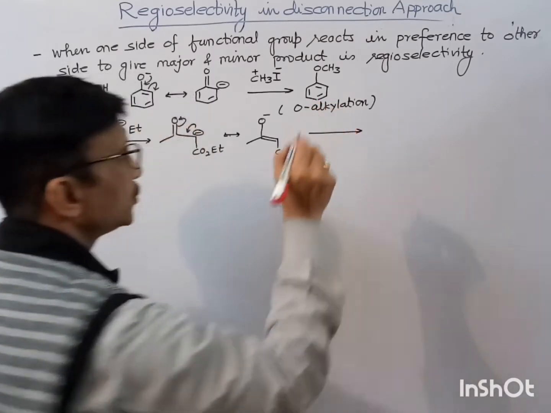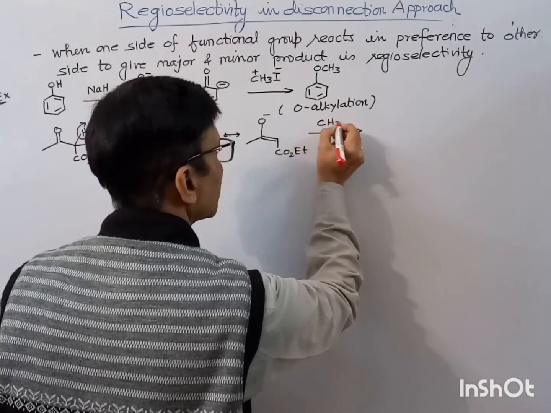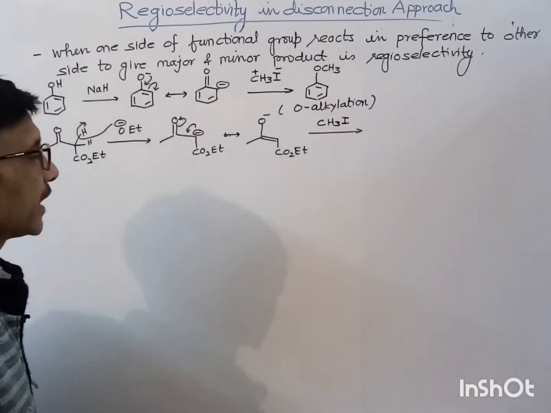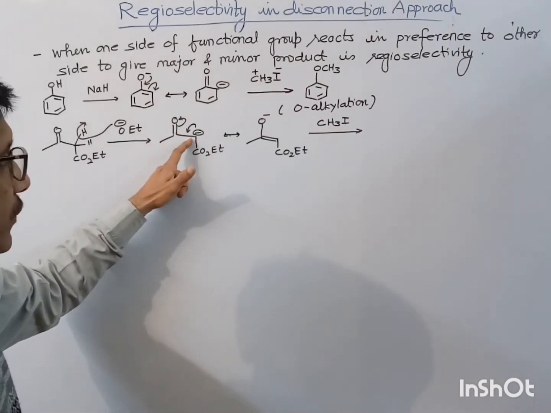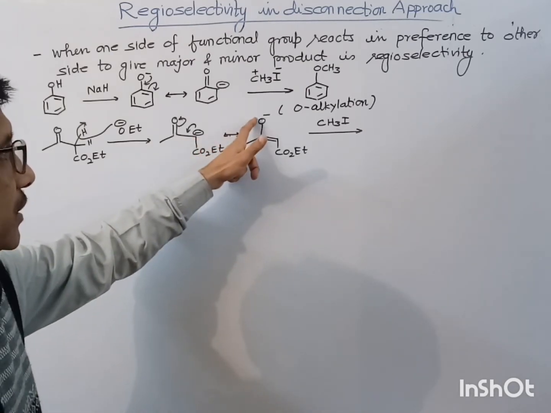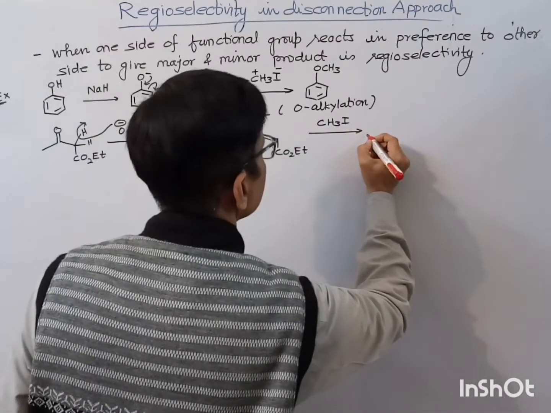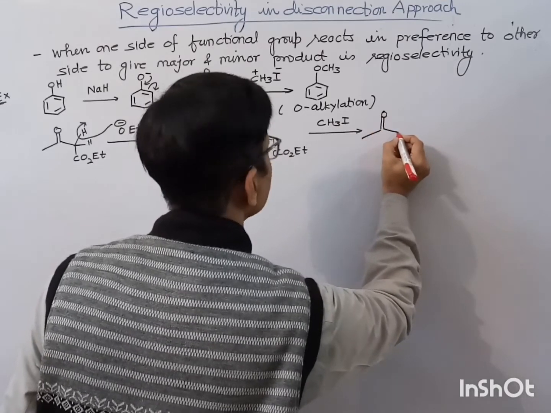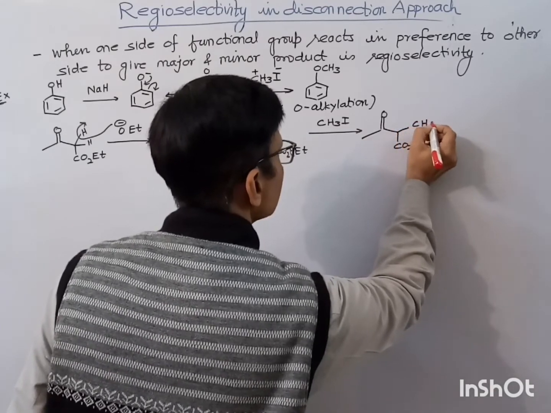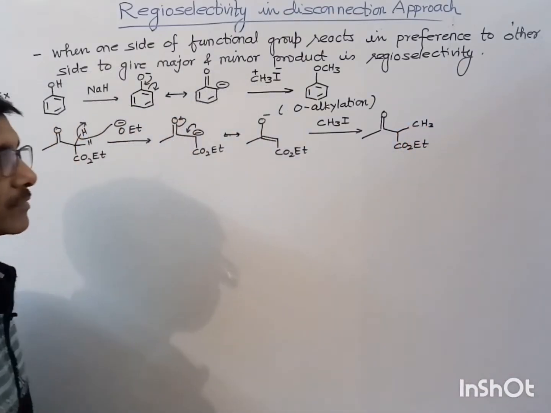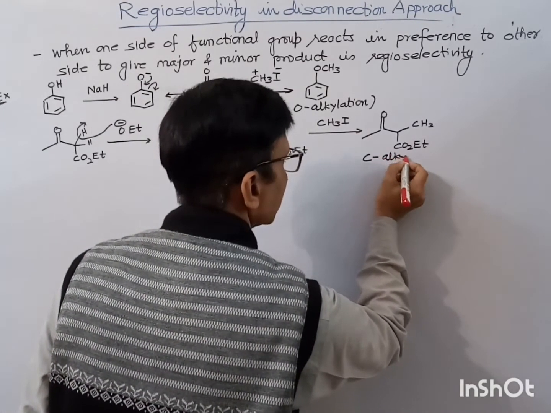Now if we do the methylation, in this case the methylation will occur at the C center. Here also we have two centers, this O center and this C center. Here the methylation will occur at the C center, not the O center. So this is an example of regioselectivity. Here we can write that C alkylation has taken place.